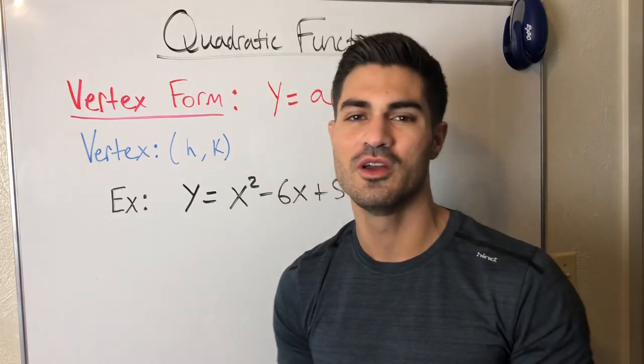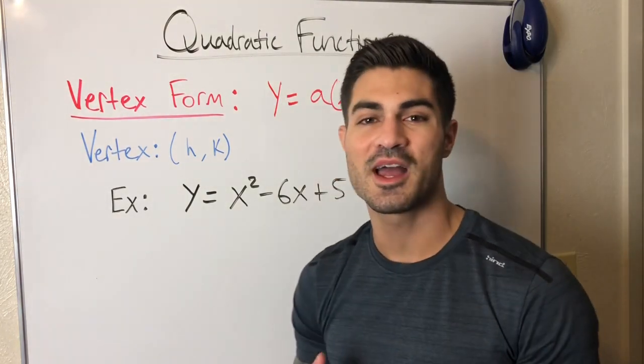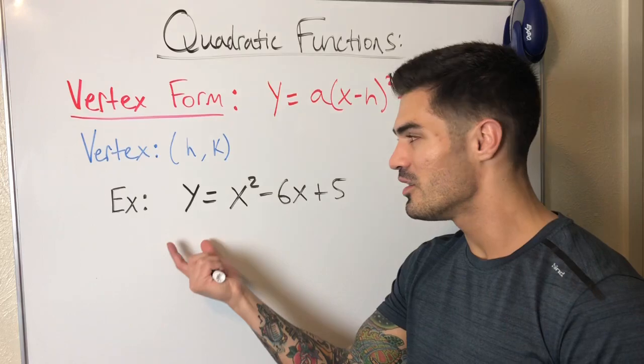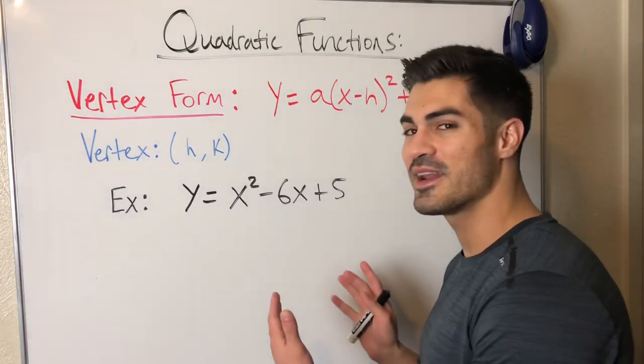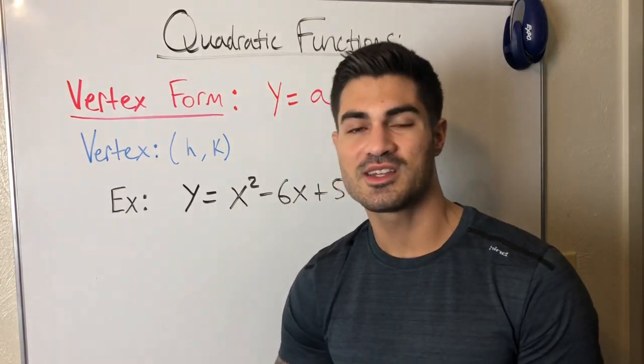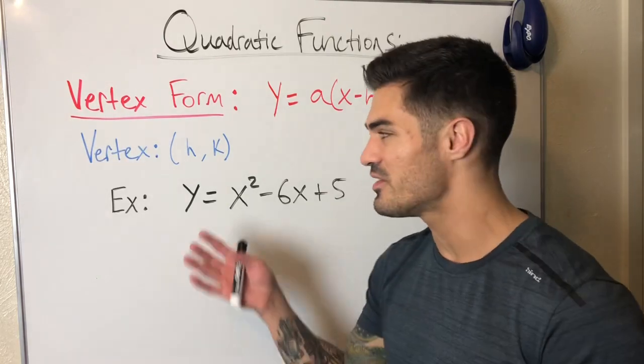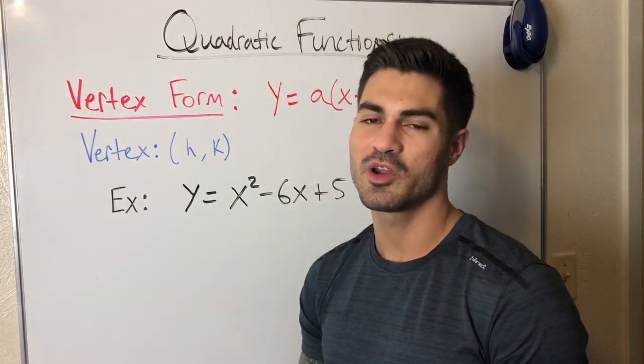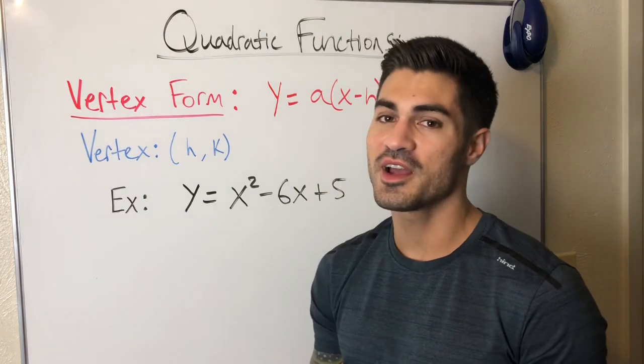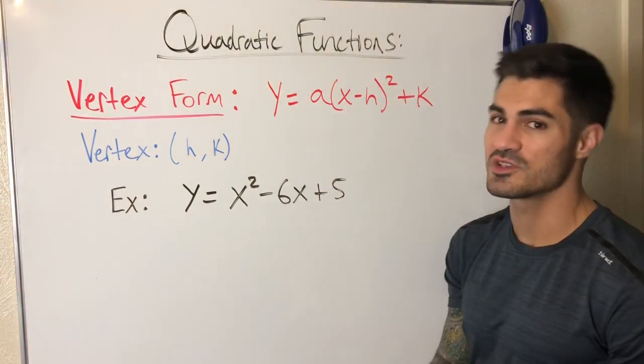I'll put the video up here. We solved quadratic functions by completing the square. So we had 0 on one side, and we had a quadratic, and we completed the square to solve for x. Now we're going to do something similar, except instead of having 0 on one side, we have y, and we're completing the square, not to solve for x, but to get from standard form to vertex form.